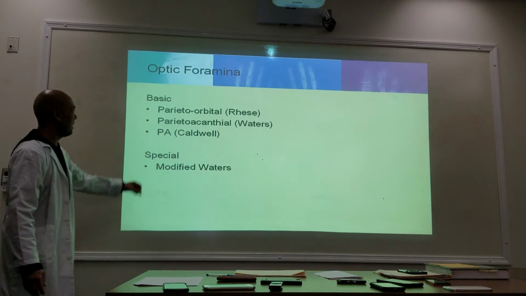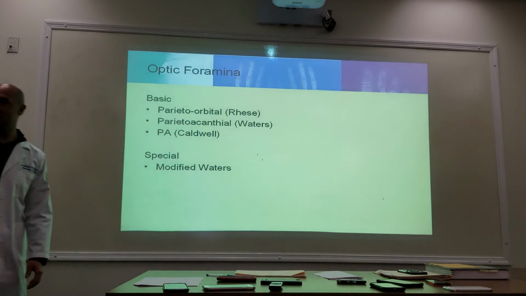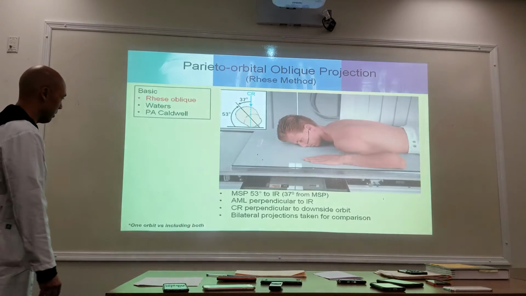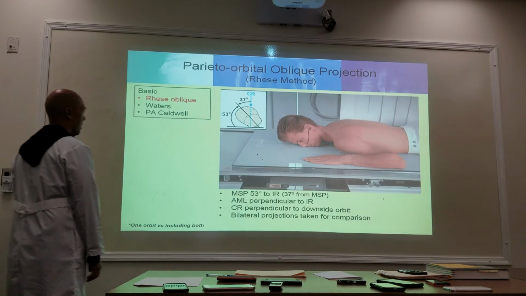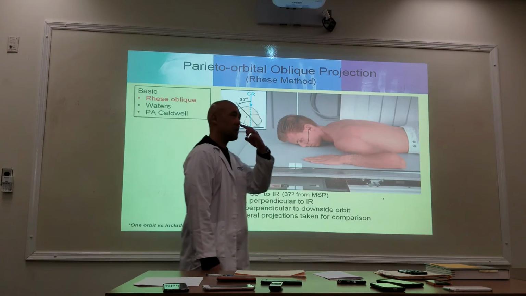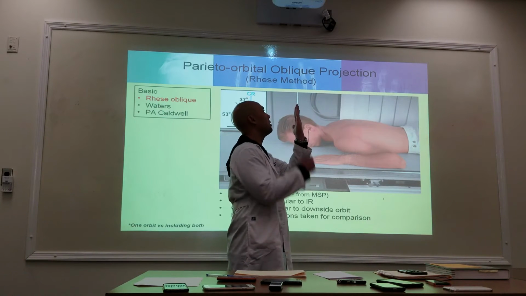Okay, we already know the P.A. Caldwell, so let's talk about the Reese, or the Waters. Okay, the Reese I had already introduced you to. First of all, you're going to do your AML. So here's your AML. AML is going to be perpendicular with the image receptor.